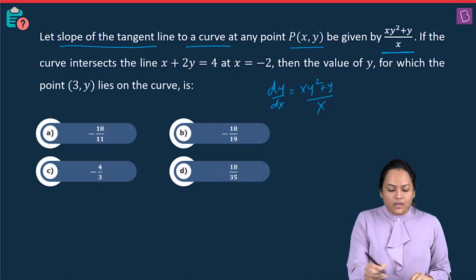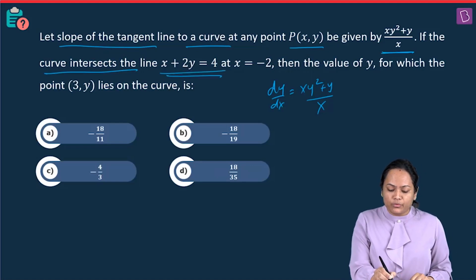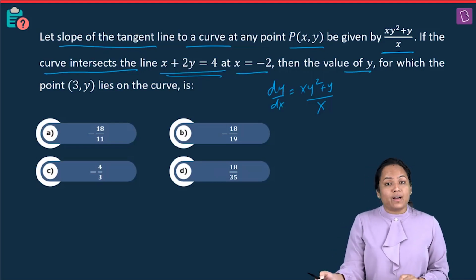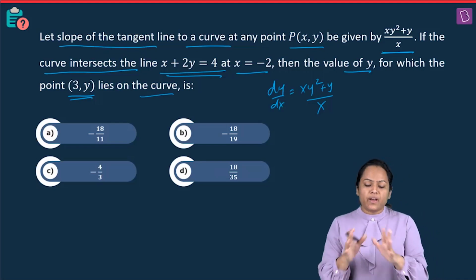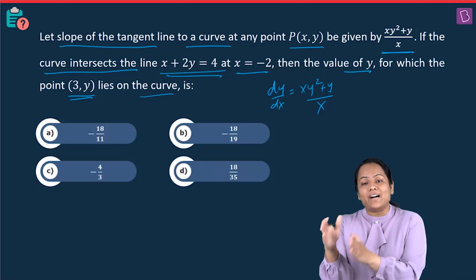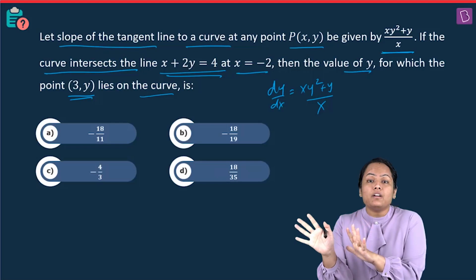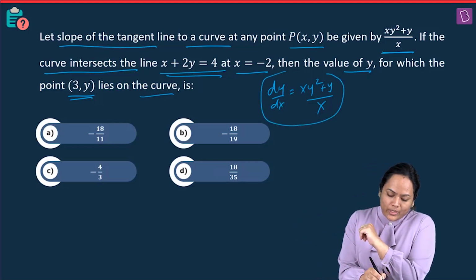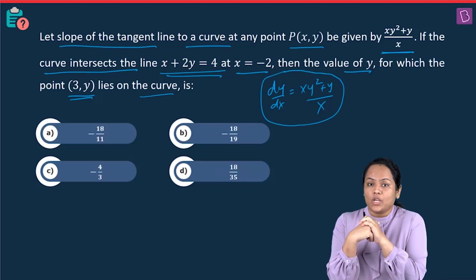They have asked further that if the curve intersects the line x plus 2y is equal to 4 at x is equal to minus 2, then what is the value of y for which the point 3 comma y lies on the curve? So if I have to find y, I have to satisfy 3 comma y in the equation of the curve. And for that, I have to obtain my curve equation. That means I have to solve this differential equation. Isn't it?